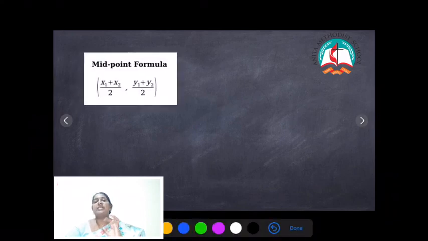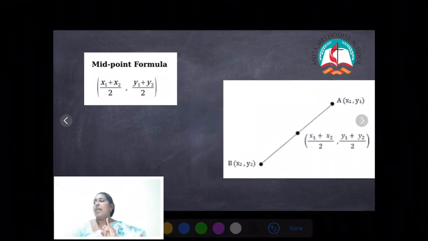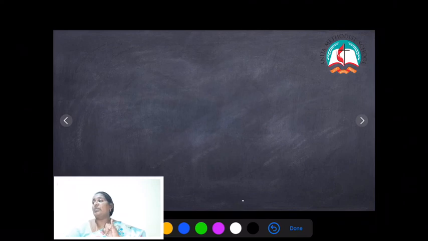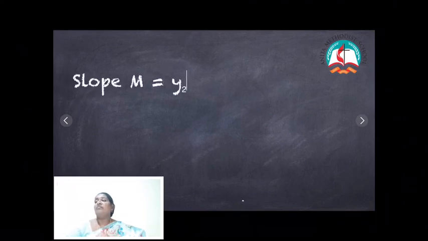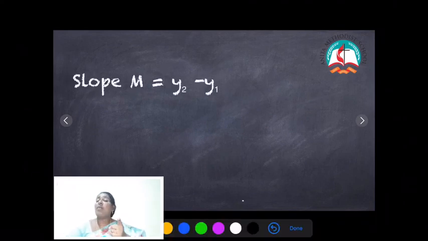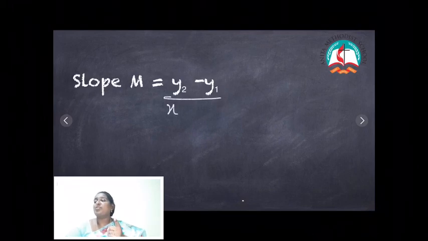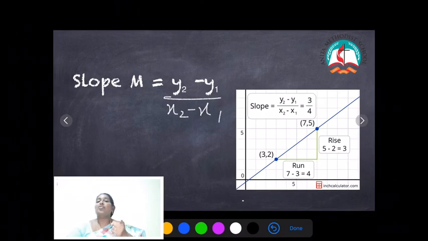Now the next one is, okay, we know in this second exercise, the midpoint formula. When the line is given, you know how to find the midpoint. Then we know slope. What is the formula for the slope, children? (y2 minus y1) by (x2 minus x1). Hope you all remember this, children. So when the line is given, how do we find the slope?